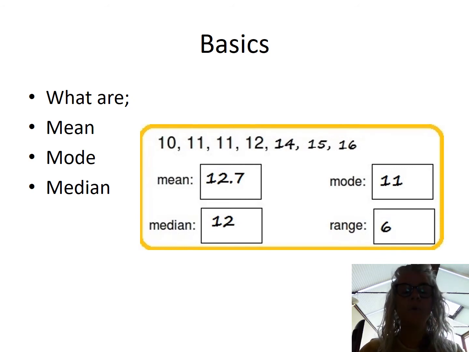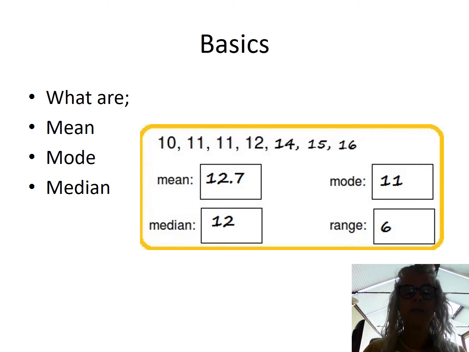So the median is the one that is in the middle when you arrange them in order. If you have an even number of numbers and you have 2 in the middle, you take the mean of those 2 numbers. The mode is the one that comes up most frequently, and the mean, you add them all together and divide by how many bits of data that you have. So you would add together 10, 11, 11, 12, 14, 15, and 16, and divide by 7 because you've got 7 numbers.